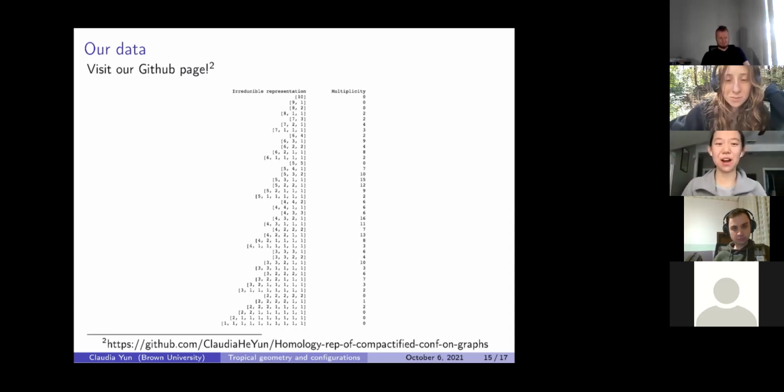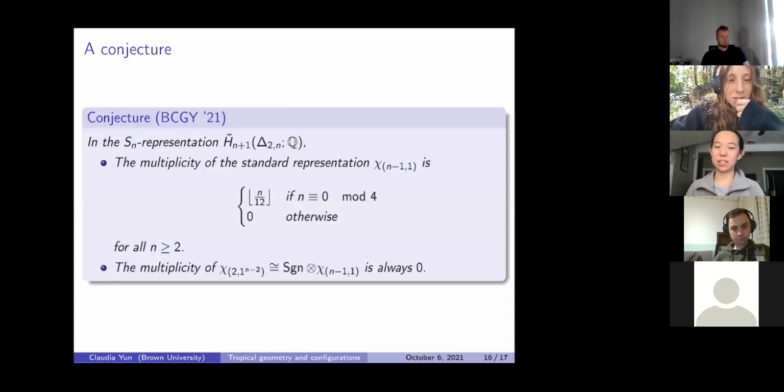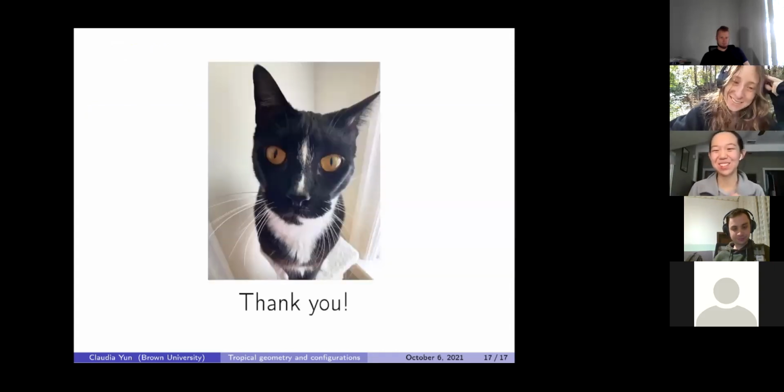And because of our data, we were able to make a conjecture about the multiplicity of some particular irreducibles. We suspect that these numbers look like they are related to the dimension of the space of cusp forms. I don't even know what they are, but they're modular forms and super fancy. And so hopefully someone or us will prove this one day. And finally, thank you for your attention and all the wonderful questions.